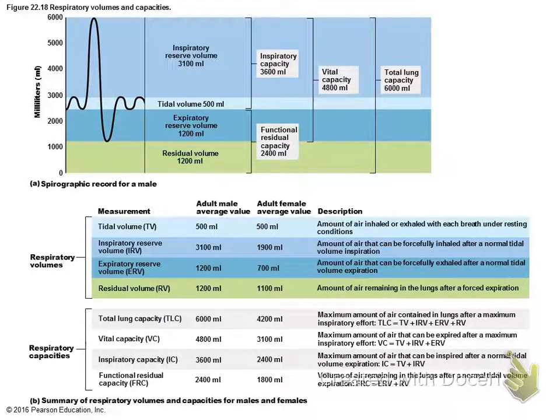Smaller bodies have smaller lungs. The typical female is going to be smaller than the typical male. That's why they're showing you different values for the averages for the female. Except for which one? Which one's the same? The tidal volume, right? Tidal volume is still 500 milliliters, typically, for males and females.